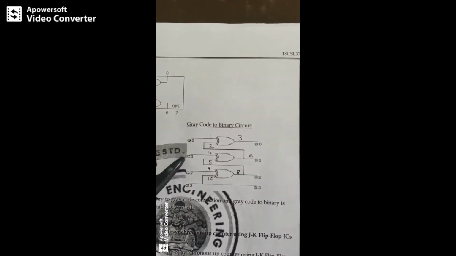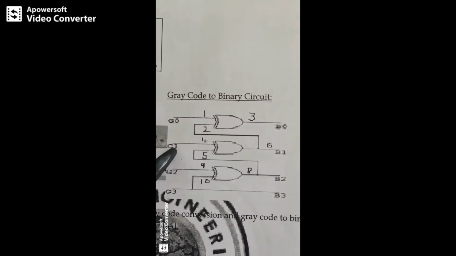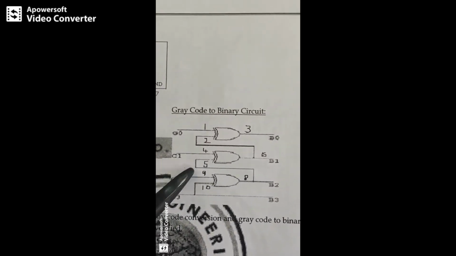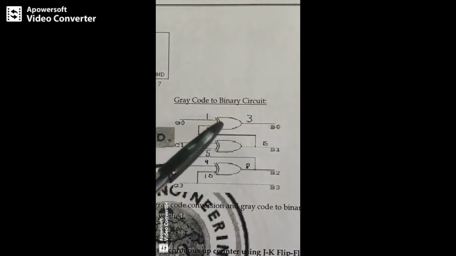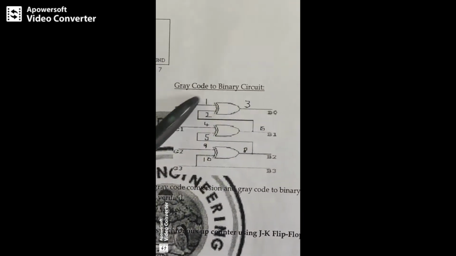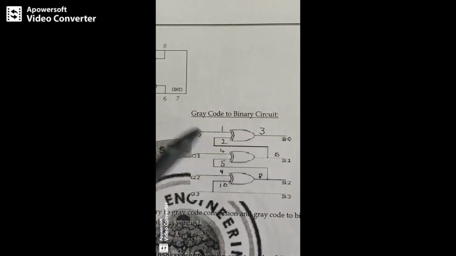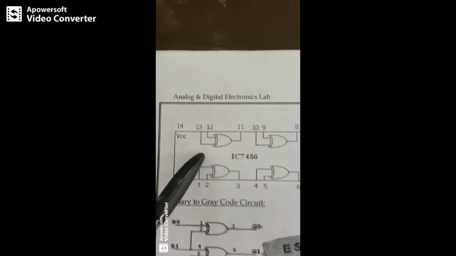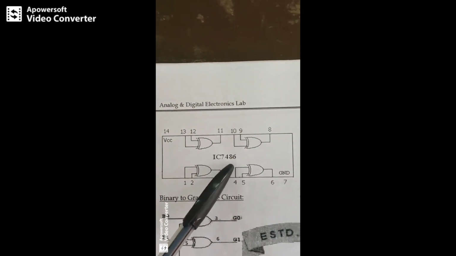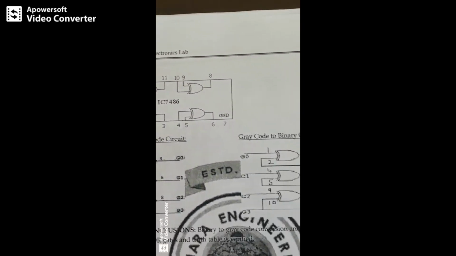Here we are using exclusive OR gates. Actually, according to your syllabus, you have to implement this by using basic gates, but it requires 7 basic gates. So that's why we implement this by using exclusive OR gates. You can see here the exclusive OR gate IC 7486. Now we will see the implementation of this one.